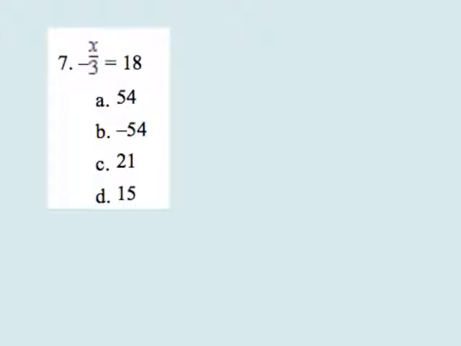On to 7. These problems are really just a review of chapter 1. I'm going to multiply by -3 because x is divided by -3. So I go times -3 on both sides. Inverse, balance, cancel, rewrite. X is 30 plus 24, that's 54. But it's negative because I've got one negative, so that's letter B.